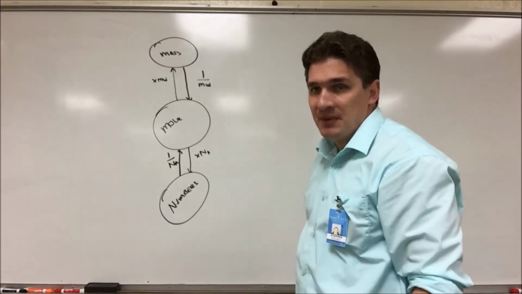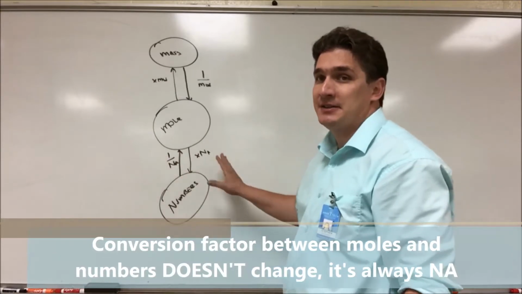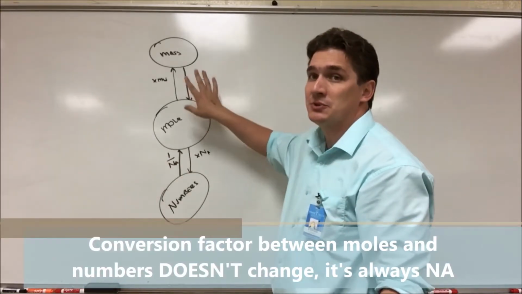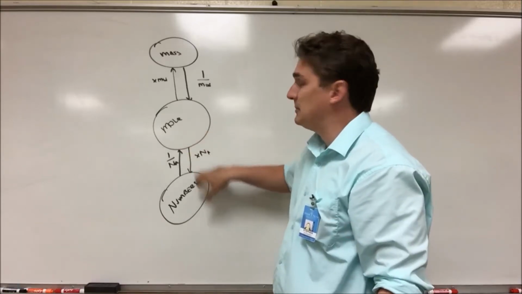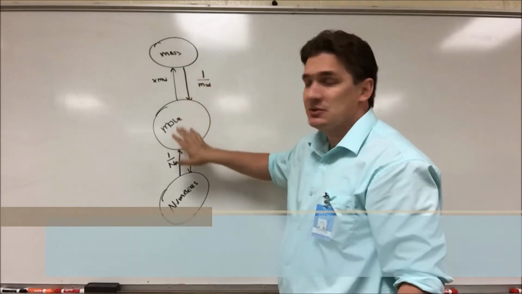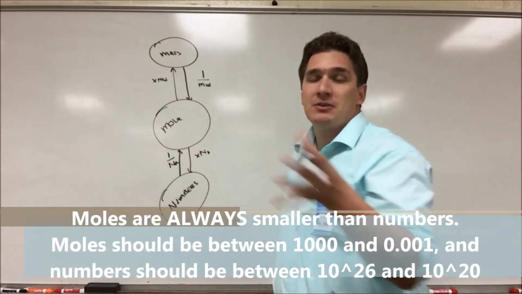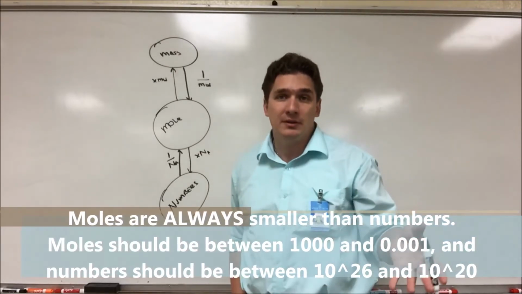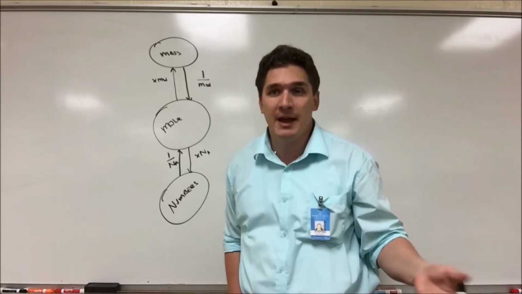Two things to note here. First of all, to go between numbers and moles, the conversion factor is exactly the same. This is in contrast to mass and moles where it's going to change. It doesn't matter what mole you're working with, the conversion factor between numbers and moles is always the same. Second, just like mass to moles, moles are going to be the smaller number. Your moles should generally not be bigger than 1,000 or less than 0.001. There will be occasional exceptions, but generally this is the range you work in, which is why we picked the mole the way we have.